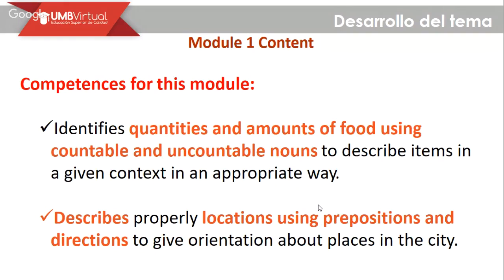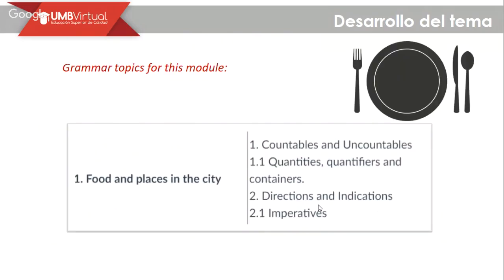Recordemos que los temas base para este primer módulo son los siguientes. Vamos a hablar sobre cierto tipo de vocabulario relacionado a la comida, a las cantidades, enfocándonos en los sustantivos contables e incontables. Y luego vamos a definir todo el vocabulario que nos sirve para hablar sobre lugares y cómo nosotros podemos hacer uso de las preposiciones de lugar y direcciones para dar algún tipo de orientación dentro de un lugar.